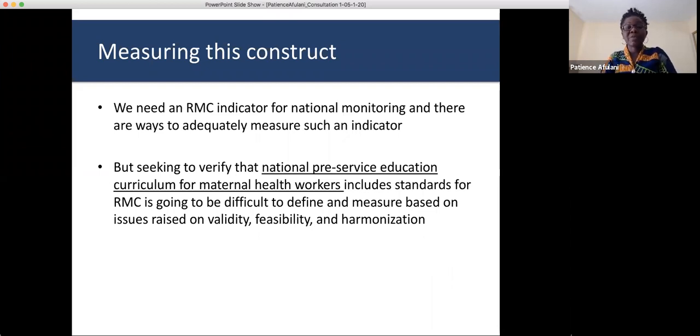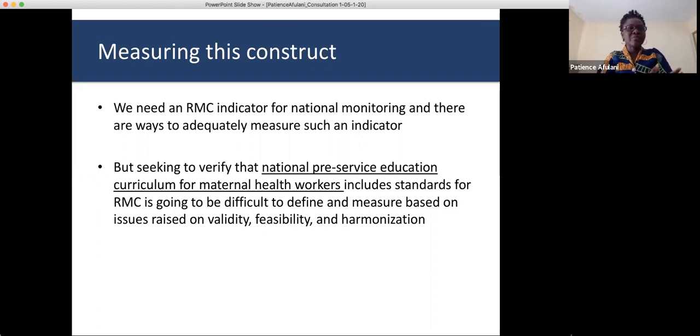To summarize, we definitely need an RMC indicator for national monitoring. But by seeking to verify its presence in national pre-service education curriculum for maternal health, it's going to be difficult to define and measure unless we are certain that each country has one unified national pre-service education curriculum for maternal health workers.